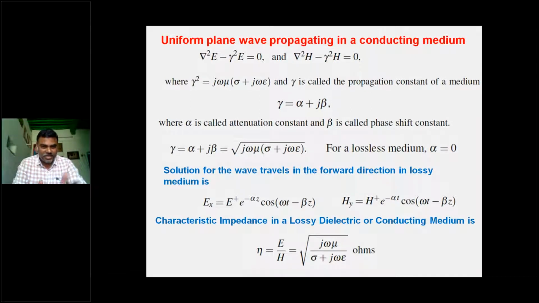See, for free space, we can write the magnitude of E by the magnitude of H as 125. And now for the lossy dielectric or conducting media, we have the general expression, which is square root of j omega mu by sigma plus j omega epsilon. This is the intrinsic impedance, so the units are ohms.